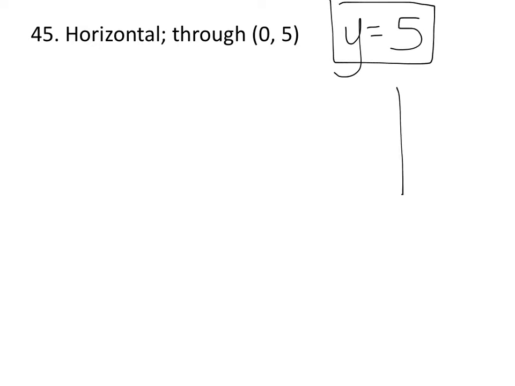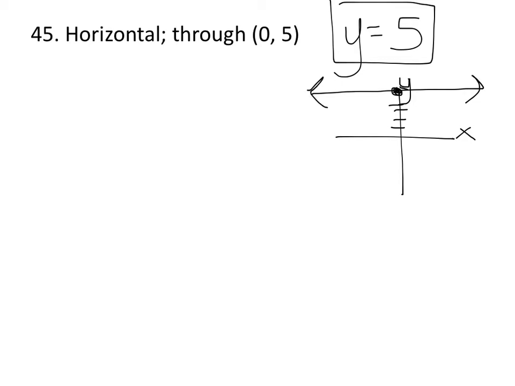You can do the same thing here for a horizontal line. I'll show you two ways to do it. You can look at the y value, and you know a horizontal line has a y equals, so you could say y equals 5. Or you could graph it. You know the points right here, so it's a horizontal line, and that's y equals 5.